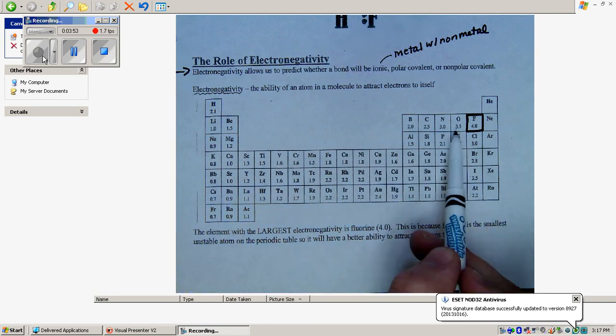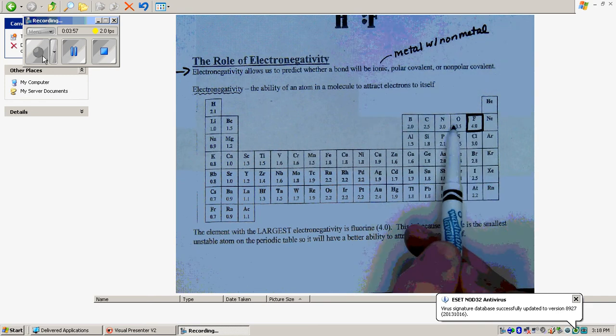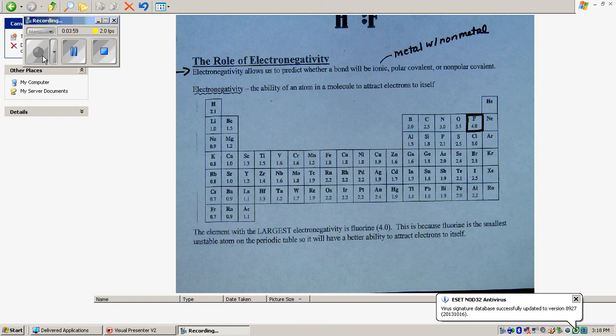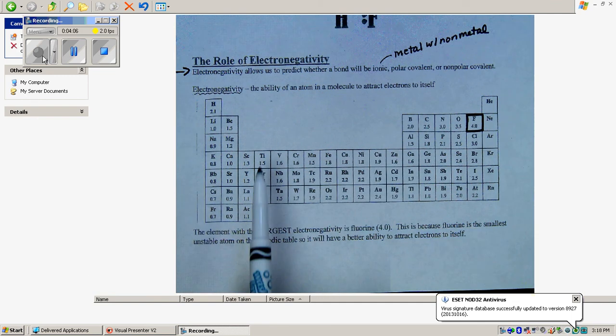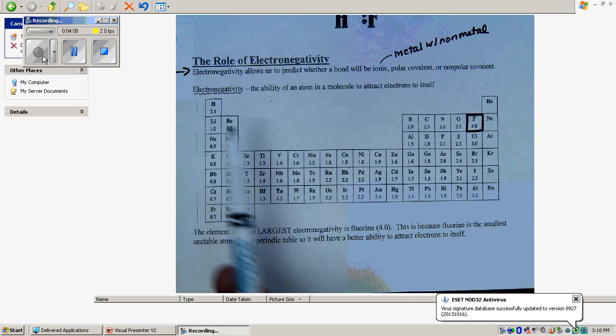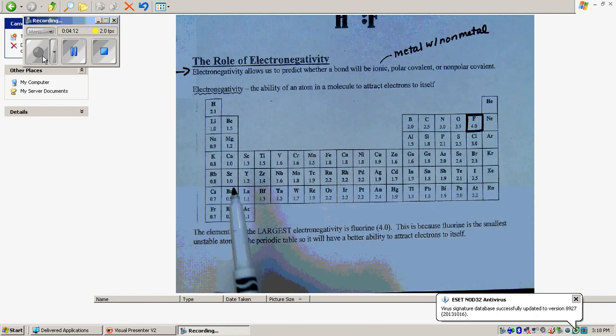So you can see oxygen is at 3.5. So fluorine does it better, but oxygen does a pretty good job of attracting electrons to itself. And then you can kind of see over here, not a very good attracting of an electron, because we know all of these guys want to lose an electron. So higher electronegativities over here than over here. Okay, and that trend is pretty true to our ideas that we already are understanding.